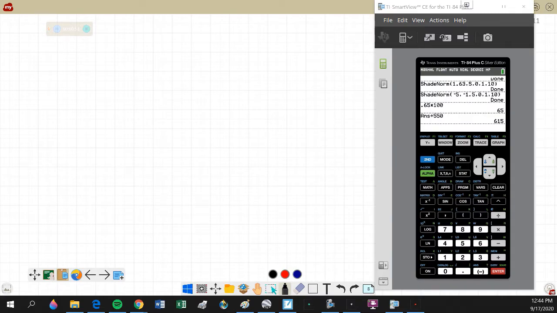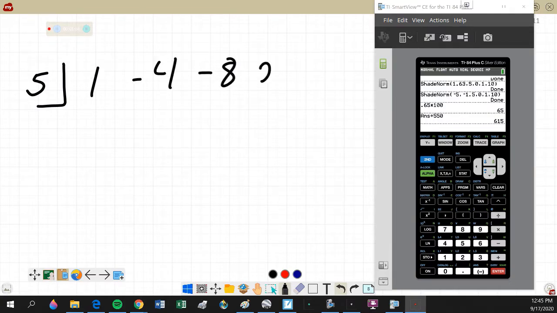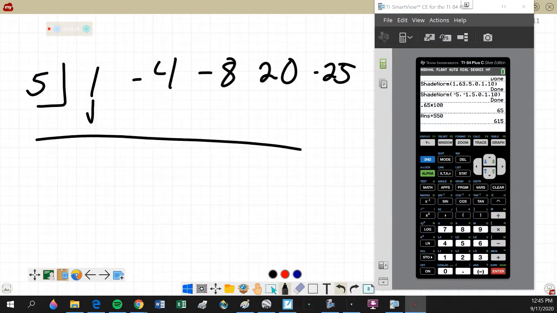So for number 2, what is the root that goes in the corner? 5. And then we list out the coefficients: 1, -4, -8, 20, and -25. And we drop down the first one. And then we just multiply, add until we get to the end.